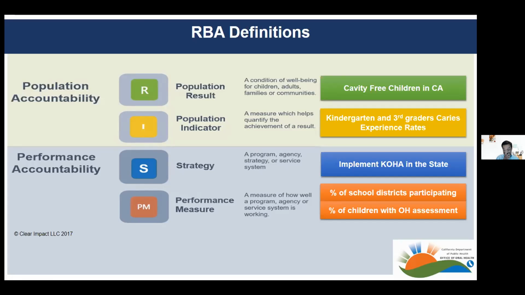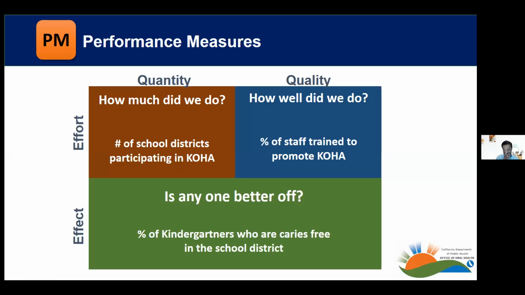And as we assess what's happening with our program and our strategy, we look at the performance measures. And so we look at percent of school districts participating in KOHA and the percent of children with oral health assessment. And a little more about performance measures, as I alluded to earlier, how much did we do? We ask the number of school districts participating in KOHA, and how well do we do it, the percent of staff trained to promote KOHA, and is anyone better off, the key, percent of kindergartners who are caries free in the school district. And that would be great.